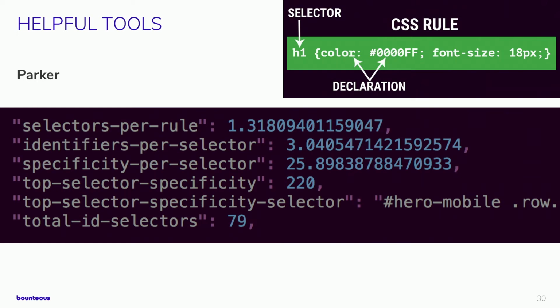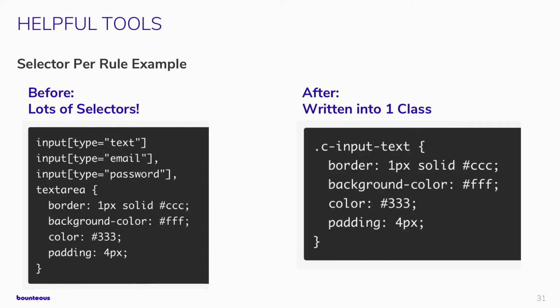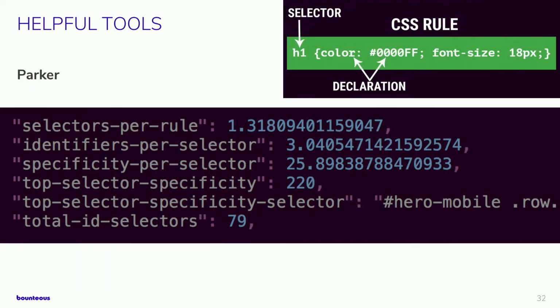Let's take a look at an example. On the left, we have a lot of selectors, right? But really what that is doing is it's just styling a form element. So what we can do is write it into one class. We're reducing a lot of our selectors, and all we have to do is add this class to any one of those inputs or text areas. So right there we've reduced the size, and we're heading ourselves towards writing reusable CSS to get the most out of it. So again, selectors per rule, we want as 1.